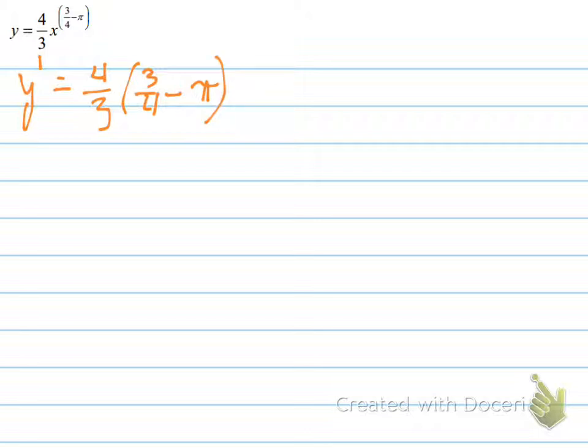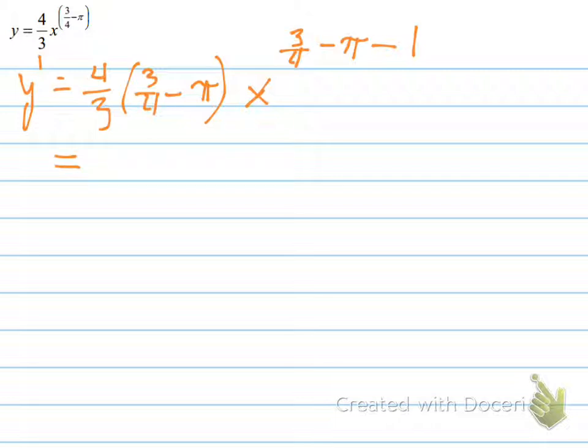Pi is not a variable. Pi is a number. So all of this is just a number. That'll leave me with x raised to the 3/4 minus pi minus 1 power. Let's see if I can make this up. There we go, minus 1. All right.